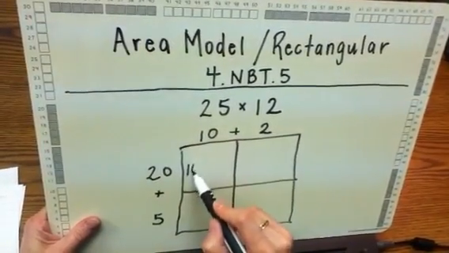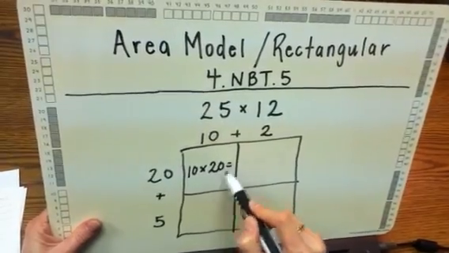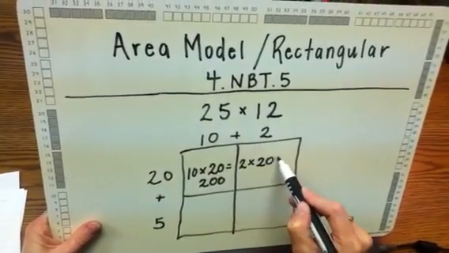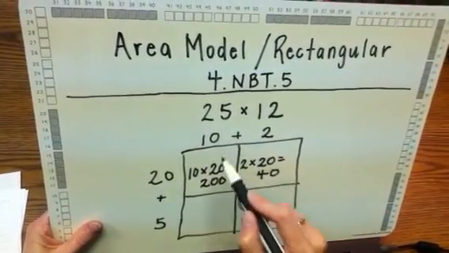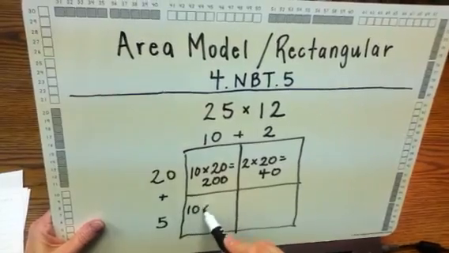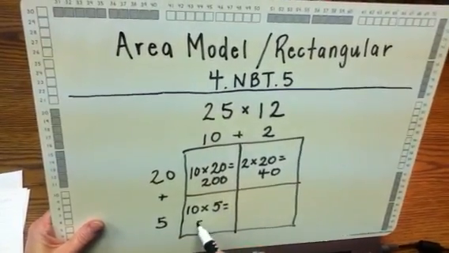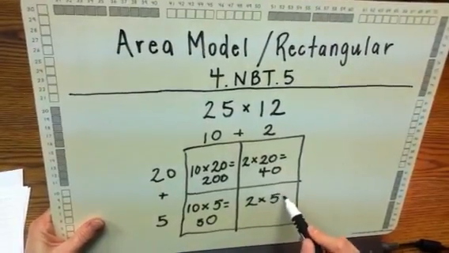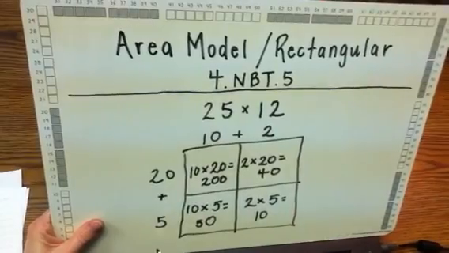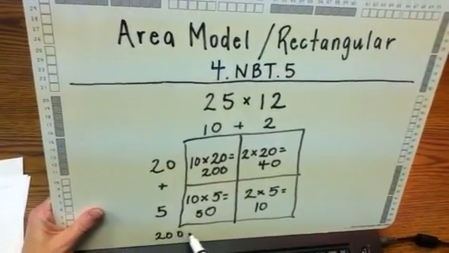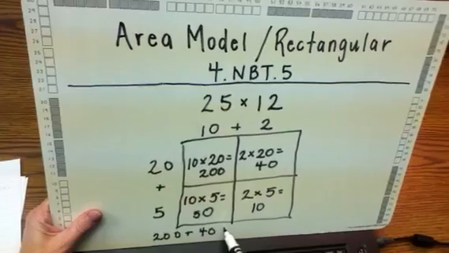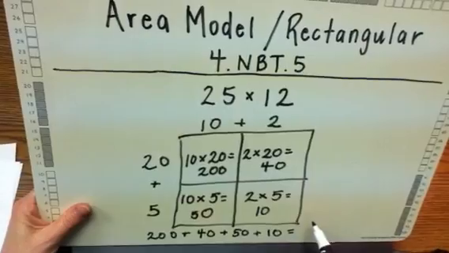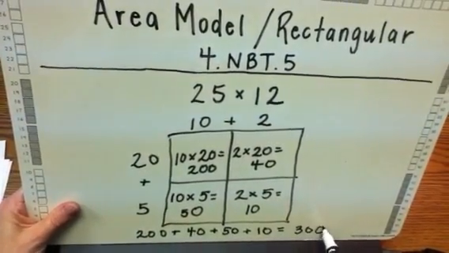So 10 times 20 is 200. And then 2 times 20 is 40. And then I have 10 times 5, which is 50. And I have 2 times 5, which is 10. And then if I add, again, all of my partial products, 200 plus 40 plus 50 plus 10, then I have 300 as my answer.